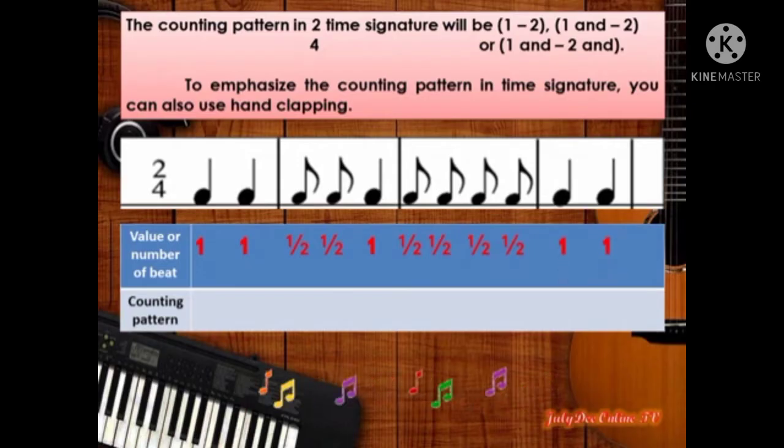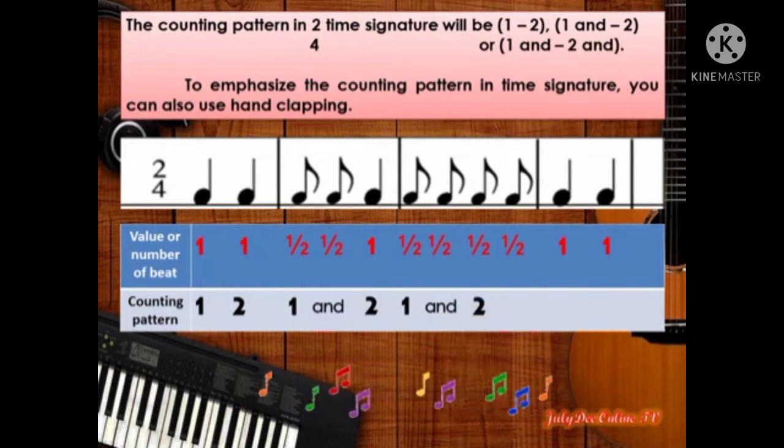Now, let's find out the counting pattern. 1, 2, 1 and 2, 1 and 2 and 1, 2. Now let's do the clapping. 1, 2, 1 and 2, 1 and 2 and 1, 2. Did you get it?